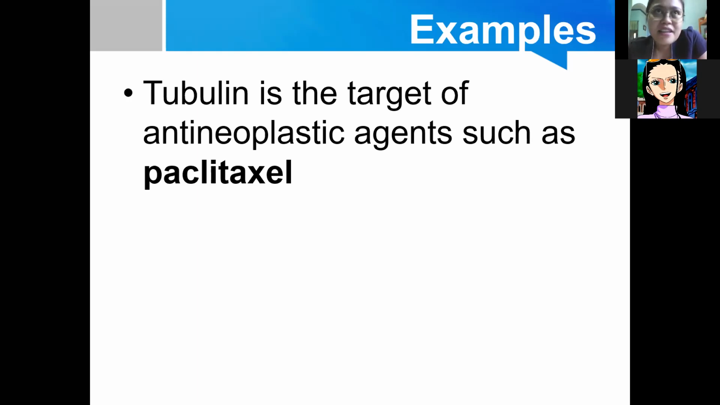And paclitaxel is an example of a drug that binds to a receptor that belongs to class 4. Meaning its target receptor is inside the cell, and that is the tubulin. Again, the tubulin.